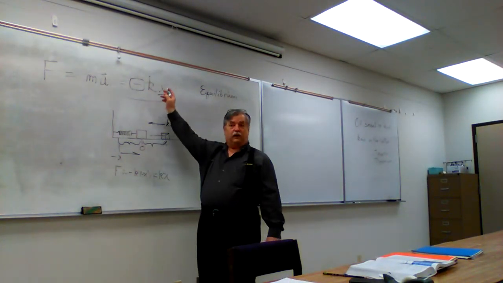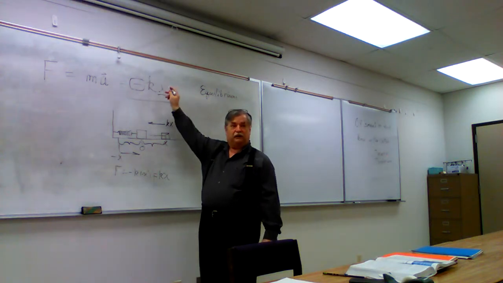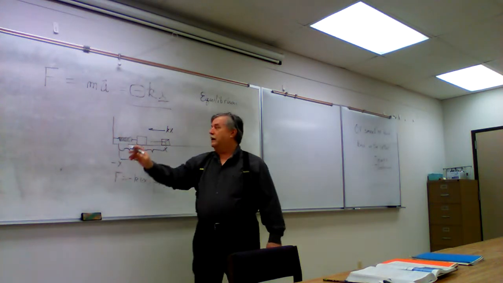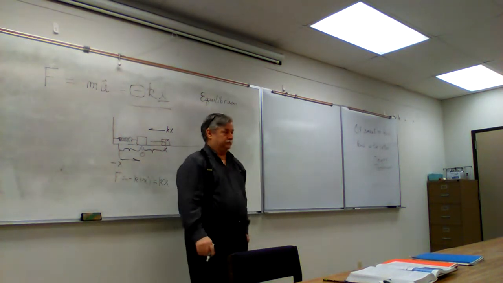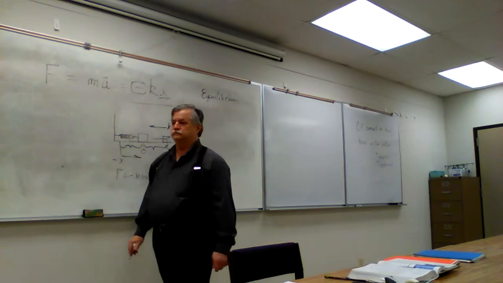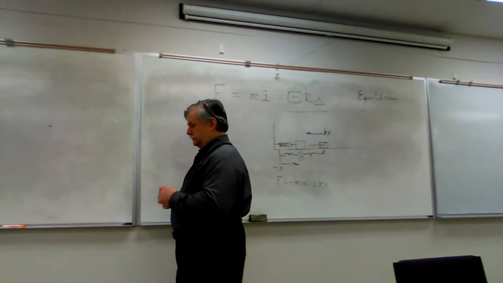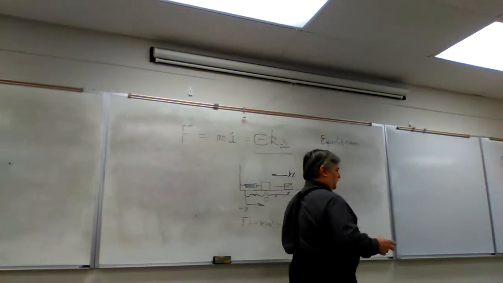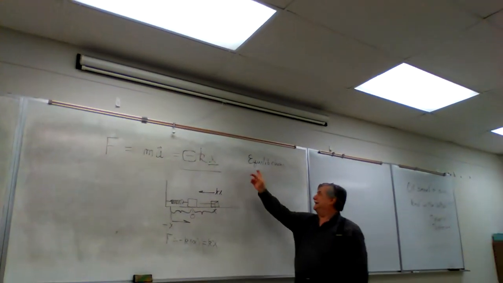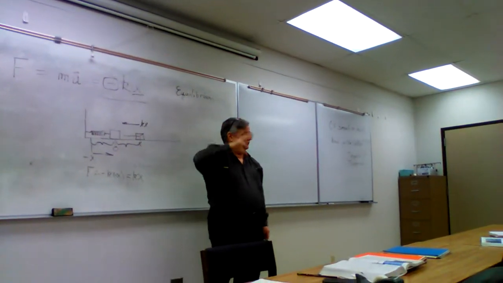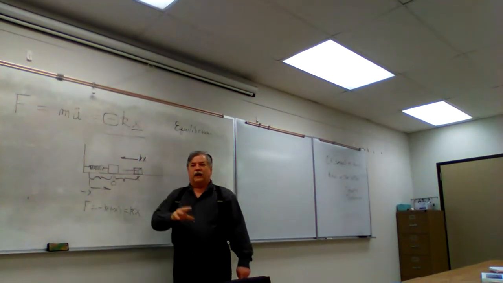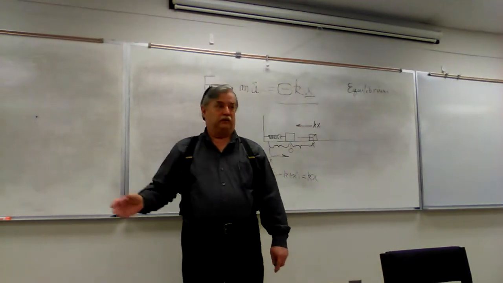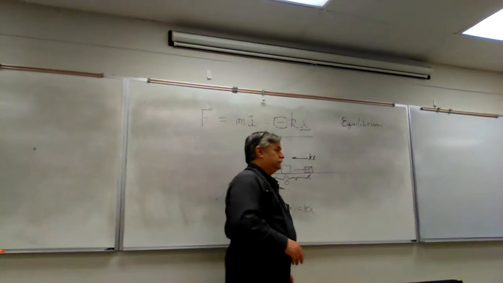However far away from equilibrium you pull or push the box, the spring is going to exert a force in the opposite direction, back towards equilibrium. The book makes the distinction that if negative Kx is the force that the spring exerts on the box, positive Kx is the force that you exert on the box in order to move it. Okay.